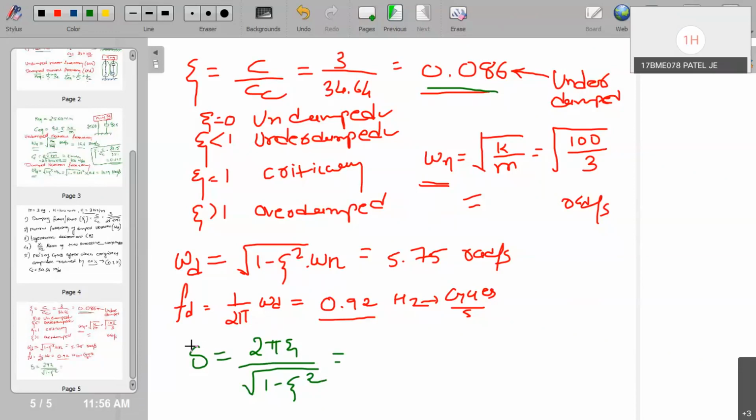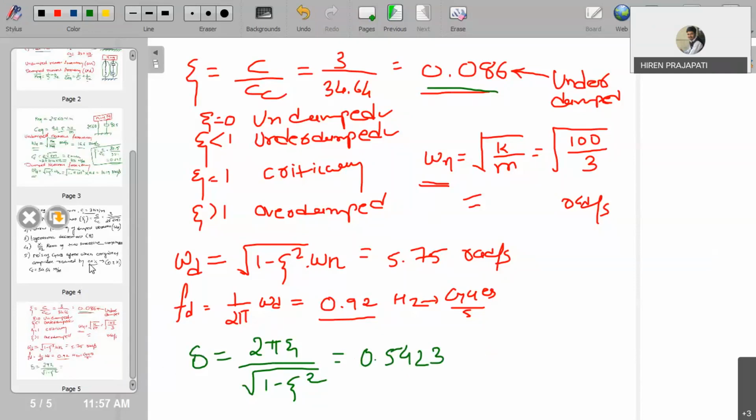0.548, correct. So we are getting delta 0.54. I'm getting 23, so no problem. It's nearby. Okay, what is the unit of delta? Does it have any unit? Okay, unitless. So this is unitless, right? So we got delta, which is the logarithmic decrement.